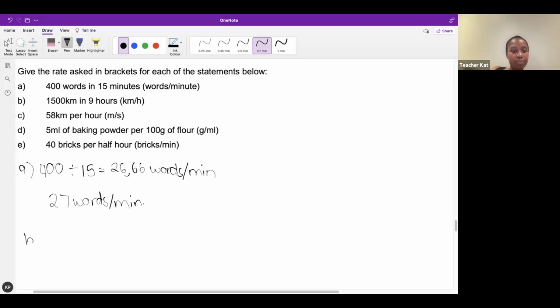Okay, number B, 1,500 kilometers in 9 hours. I want to know per hour, so I have to divide by 9, which will give me... how much will that give me? 166,66 kilometers an hour. I'm trusting that you guys all rounded off correctly. I'm just trusting you guys on this one.